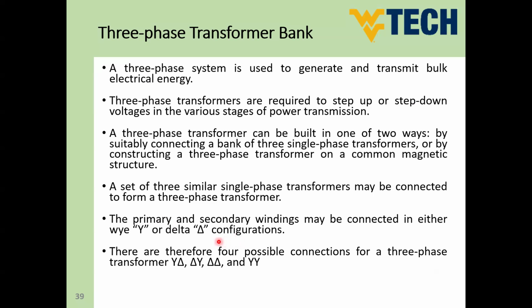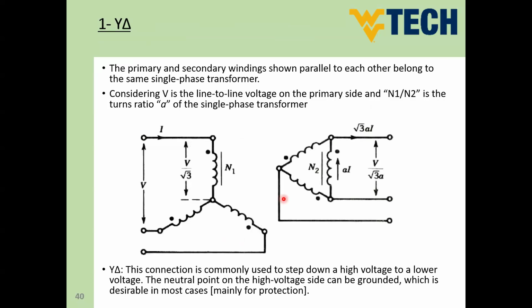However, for sure, primary and secondary are different in terms of cross-section area, different in terms of the number of turns, and so on. So here, guys, we understood that, again, we can create three single-phase transformers and make the connection, and we can create a single core three-phase transformer. Let's see together, guys, the first connection, which is Y delta.